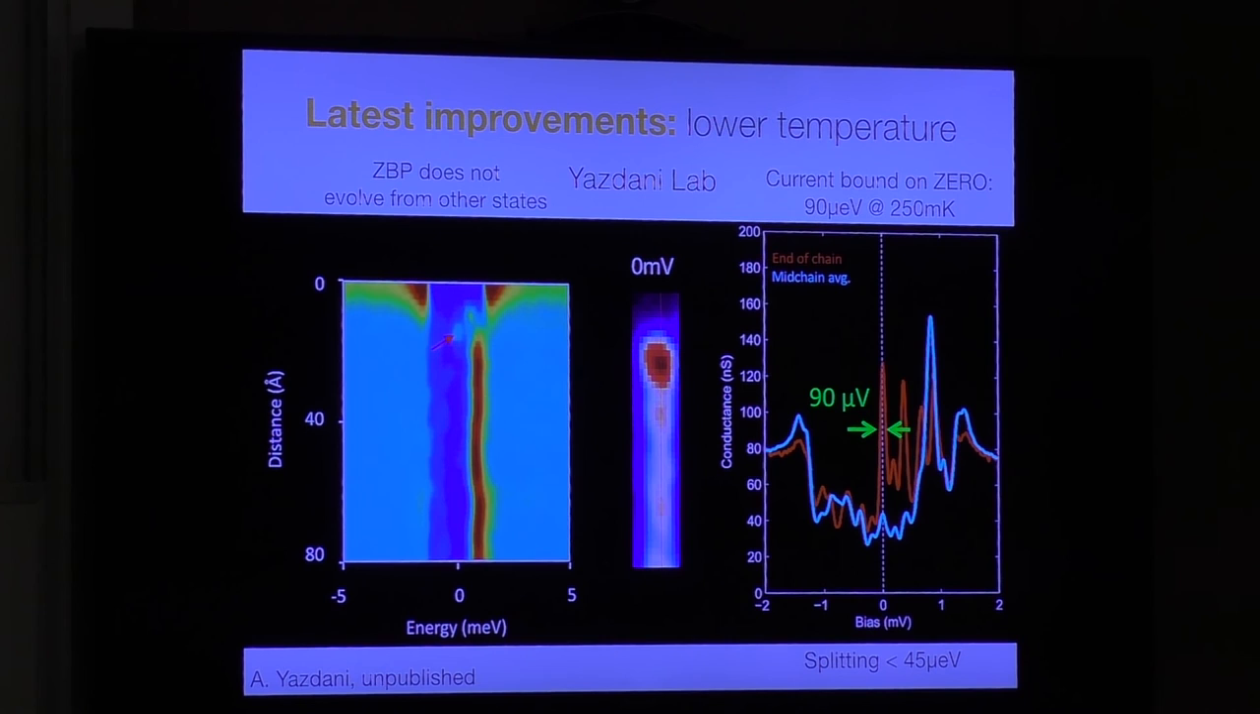So basically, if you want to look at it on here, this is a topography along the chain. This gives you chain resolution and energy resolution, and you can see that you've got the Shiba state bands here.